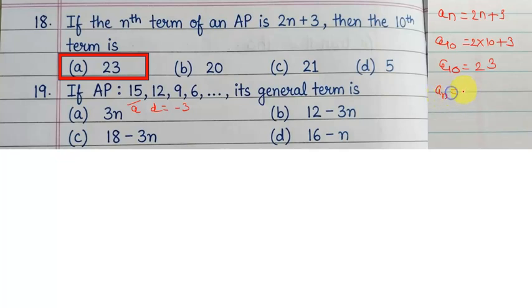Therefore, an is equal to a plus in bracket n minus 1 into d. a is 15 plus n minus 1 and d is minus 3. After simplification, minus 1 into minus 3, that is plus 3, so 15 plus 3 is 18, 18 minus 3n. And hence the nth term is 18 minus 3n. Hence option C is correct here.